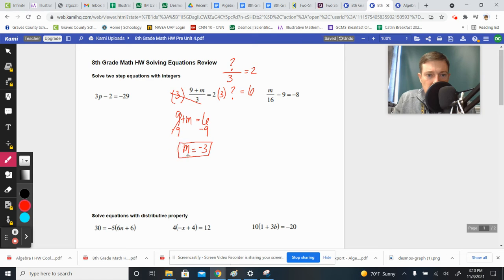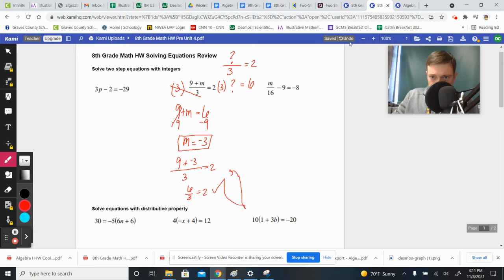Now, I also want you, and I gave you all this space so you can test it out. Is 9 plus a negative 3 divided by 3 equal to 2? Let's try it out. 9 plus negative 3 is 6. 6 divided by 3 is 2. Check. Whoa, sorry for the scribbles. So that one worked out. There's me working that one out and my check. Okay, don't forget your check. That's required on all of your homework this week. Okay, got to have that check.